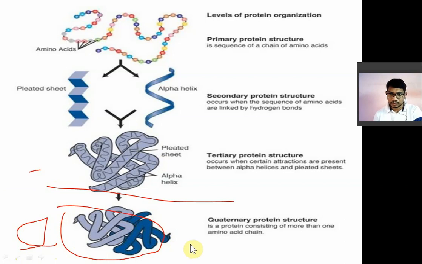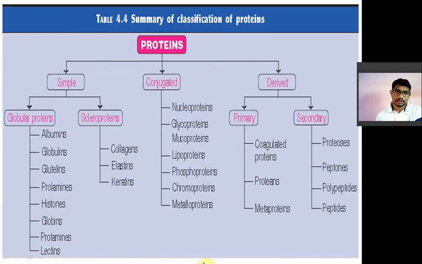So is a protein consisting of one or more amino acid chains? That is a polypeptide chain. Amino acid chain means polypeptide. This is just an organization level of protein structure. Now, the classification of different proteins.